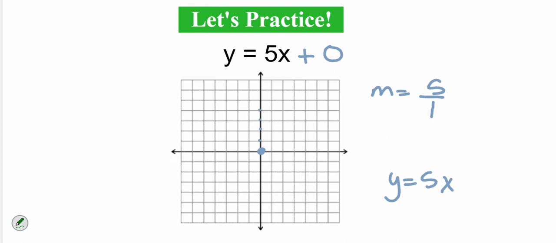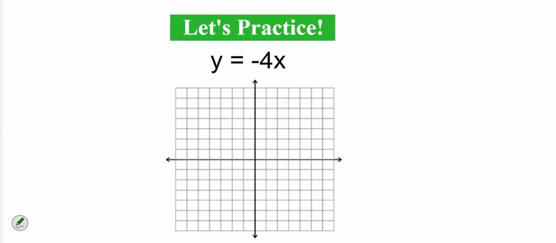1, 2, 3, 4, 5. Run 1. Put your big dot there. And there you go. All right, I think we have one more of those to do, but it's pretty much the same thing, right? We've got our y-intercept at 0. Our slope is negative 4 over 1. So we go down 4. 1, 2, 3, 4, over 1. And bam. All right, I think that's it.